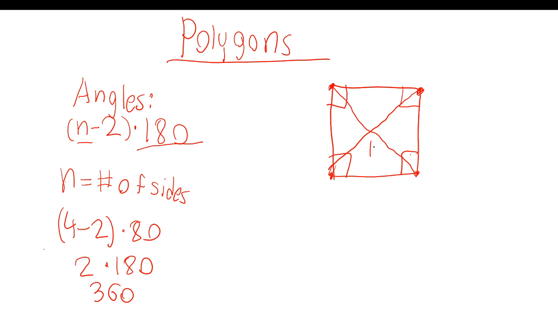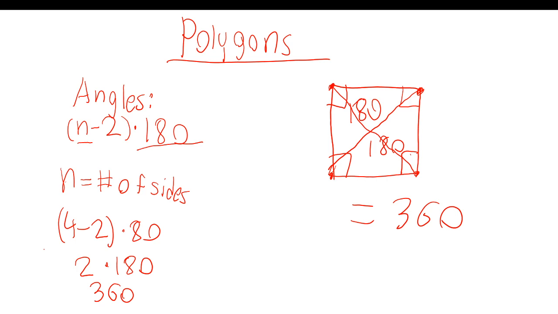The sum of this is 180, and the sum of this is 180. So when you add them, you get 360, and that's why the sum is 360 degrees. Now we also have a formula for finding each degree measure of a polygon.